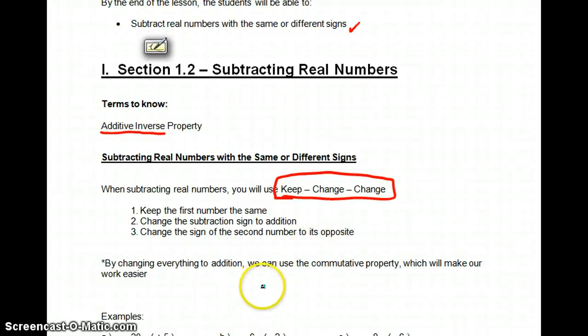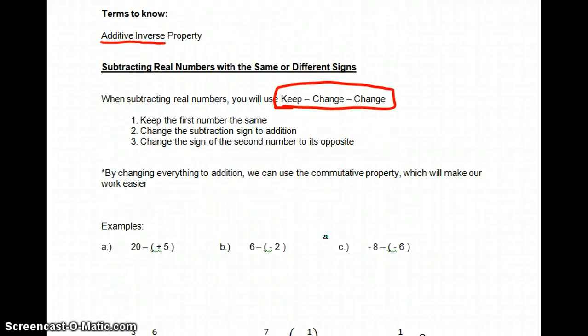By changing everything to addition, we can then use the commutative property, which will make our work easier. We're going to completely eliminate the need for subtraction, change everything to addition, and then revert back to the steps that we learned in Chapter 1, Lesson 1. So if you guys can remember keep, change, change, then you can remember those steps. Keep the first number, change subtraction to addition, change the sign of the second number.